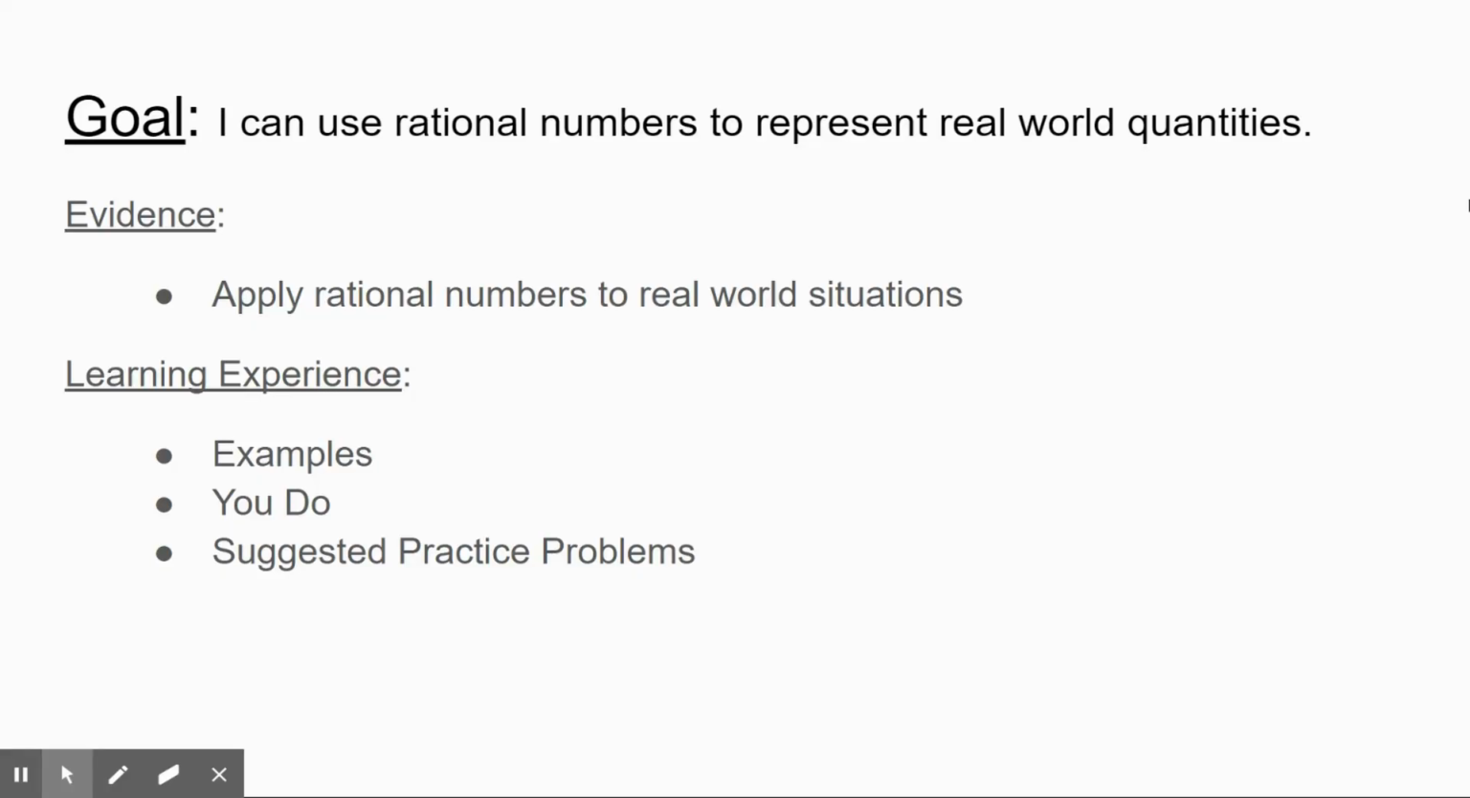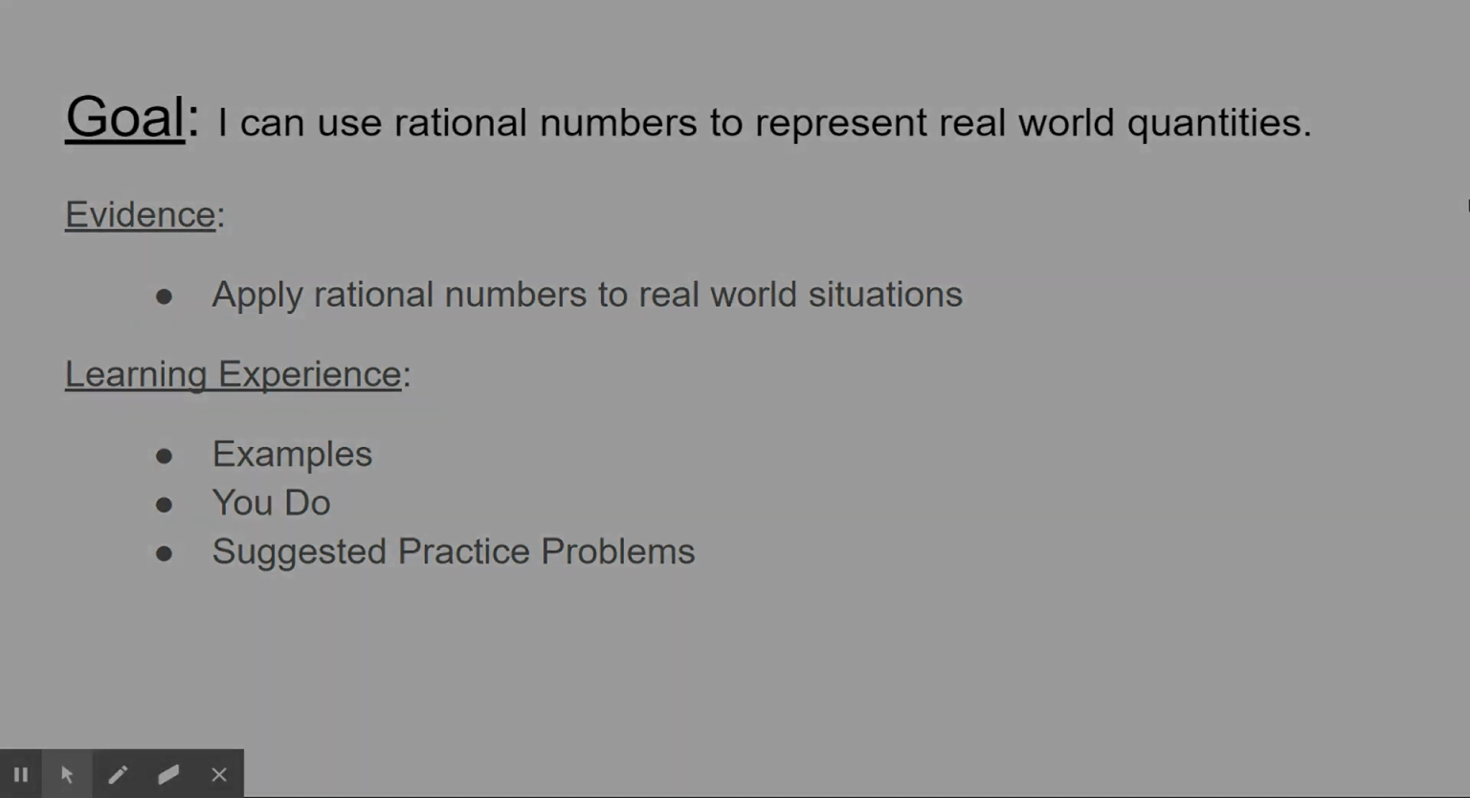In this video, we're going to use rational numbers to represent real-world quantities. Our focus is that we're going to apply rational numbers to real-world situations. We'll look at an example, then you'll try a you-do. We'll look at the things to remember, and then, of course, suggested practice problems at the end. So let's dive right into it.